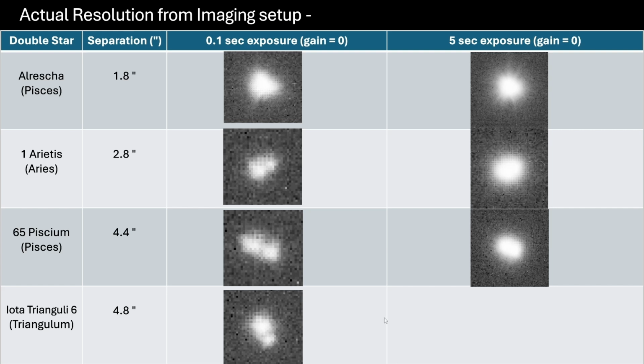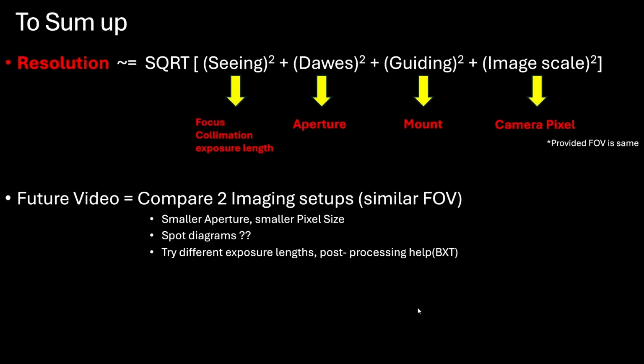Okay, to sum it all up, if I use a simple root mean square proportionality, or forget the root mean square function, you can see the final resolution is dependent on seeing, aperture, mount capability, and the camera pixel size, and somewhere integrated in the seeing will also be focus, collimation, and exposure length. Well, I hope my first YouTube video was at least somewhat informative and gave you an idea of what makes or breaks resolution in astrophotography.